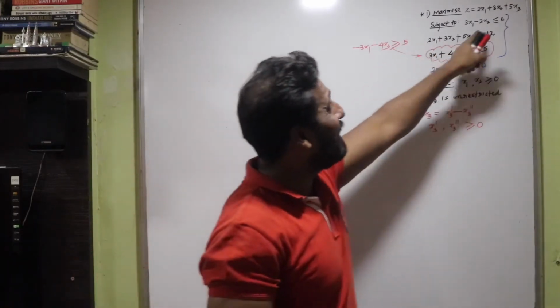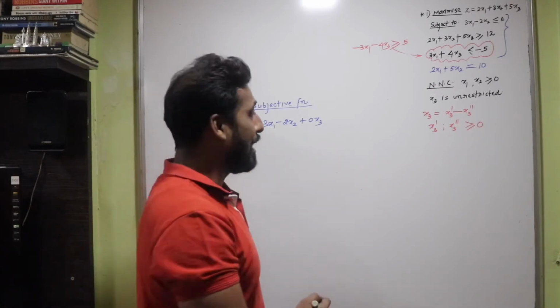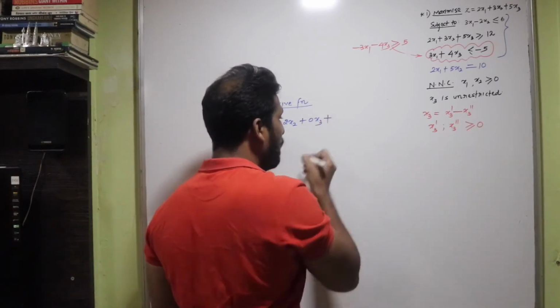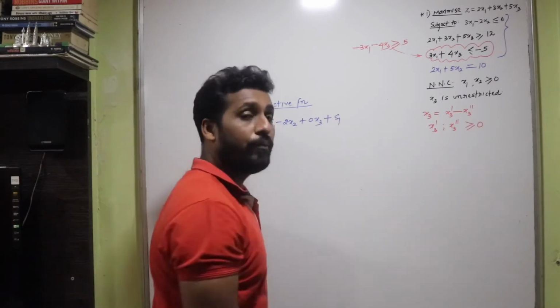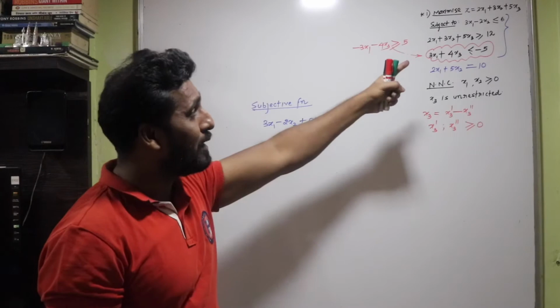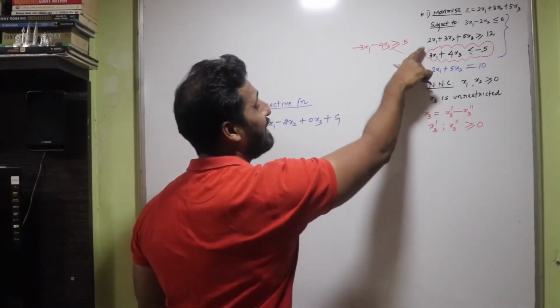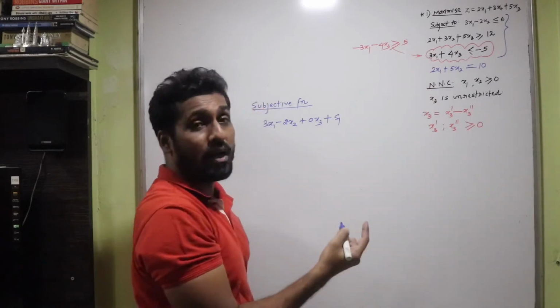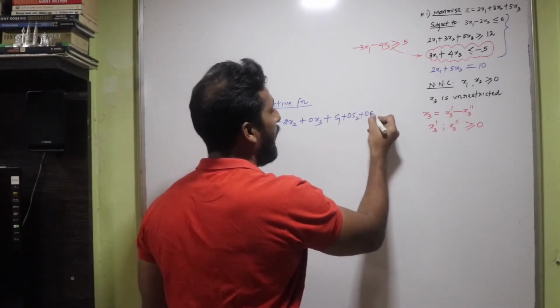Now since it's a less than or equal to type, I'm going to add a slack variable. So let's add plus s1. So that's my first slack variable, isn't it? Because it was less than type. So plus s1. There are two more inequations, isn't it? Two more inequations which I want to transform. So I'm going to write plus 0s2 and 0s3.